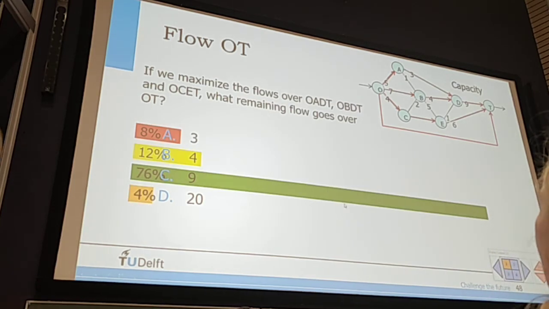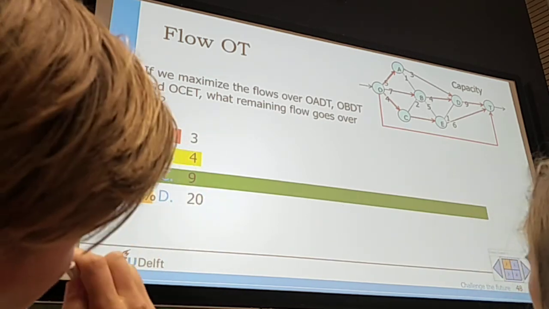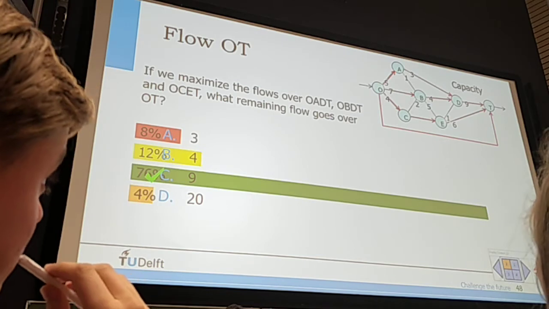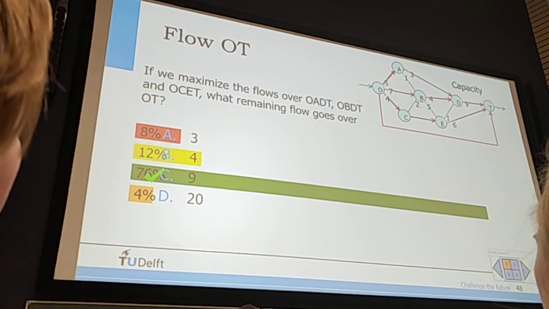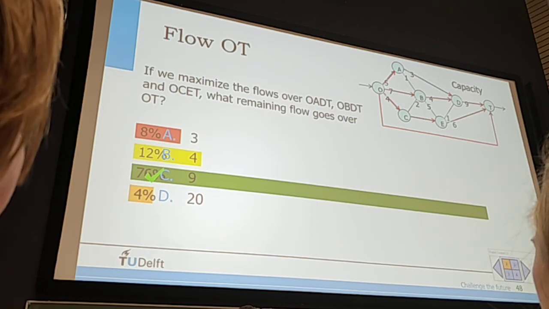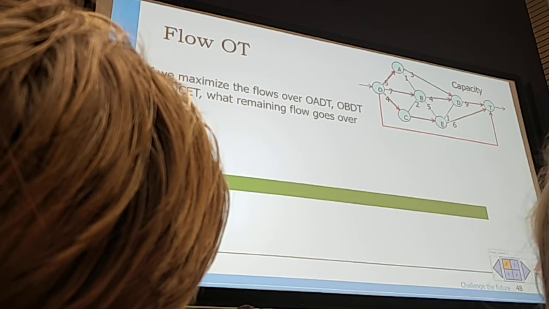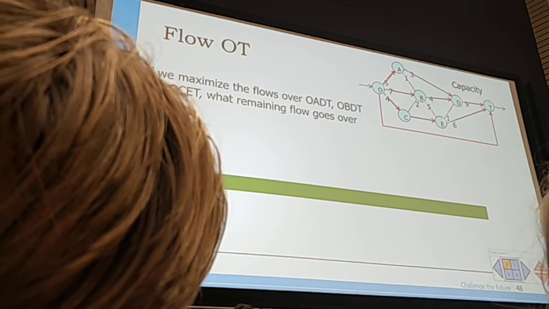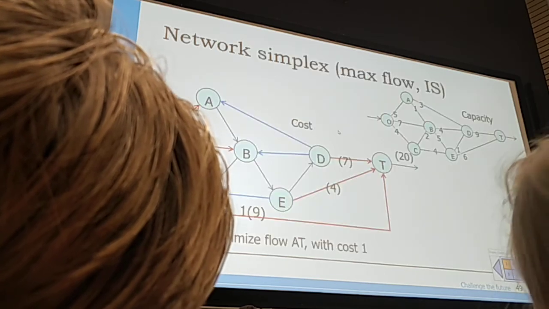Okay, most of you think it's 9. Yeah, that's correct. So basically OA-DT has a maximum flow of 3, OB-DT has a flow of 4, OC-ET has also a maximum flow of 4. So we have 3 plus 4 plus 4 is 11. A total flow of 20, so it's 9 remaining. So in this case, 9 goes over the bypass flow.